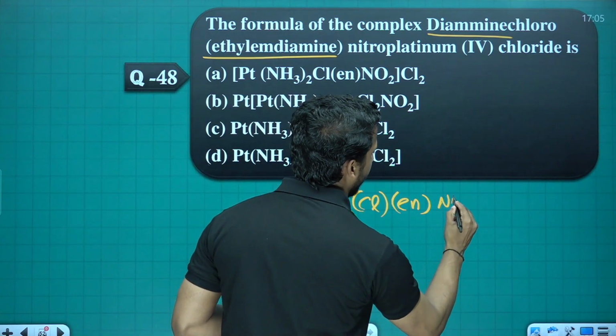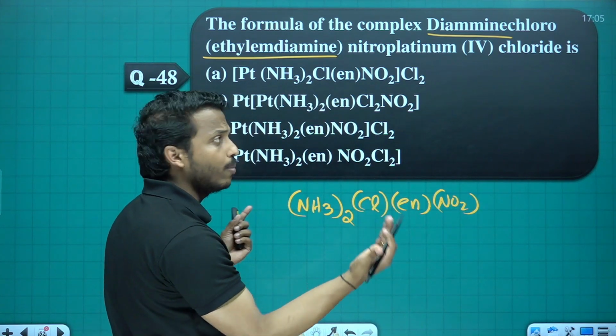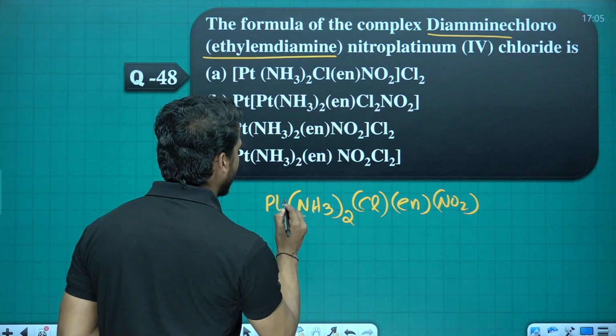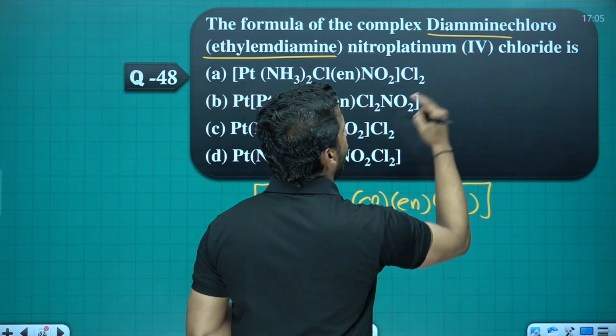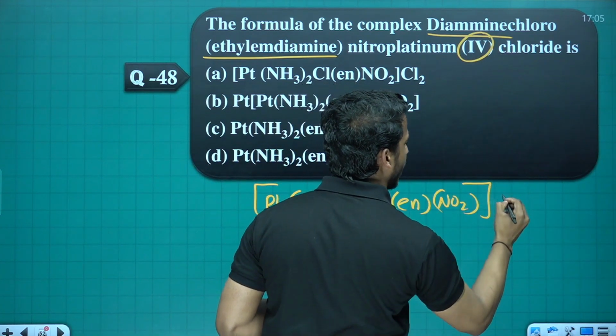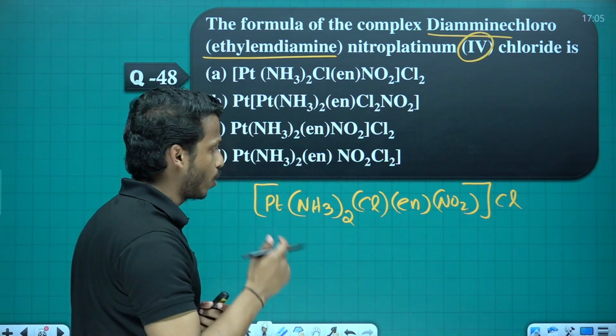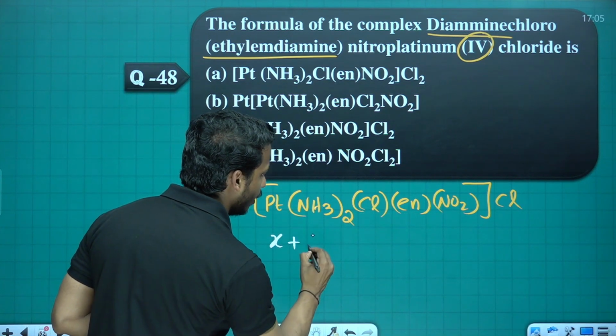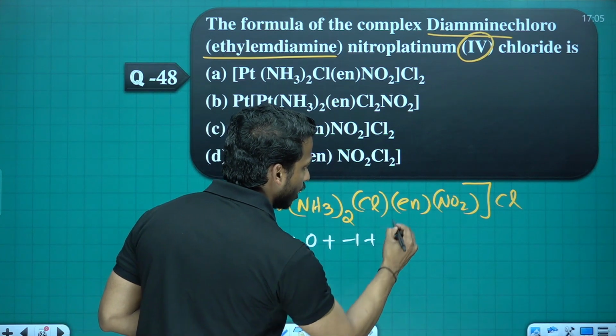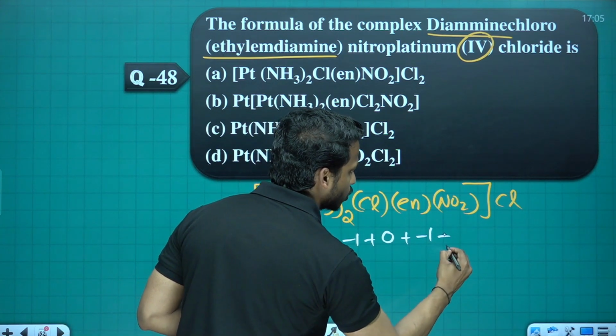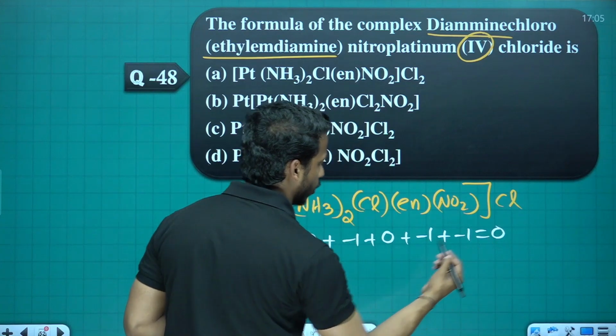Nitro. What is nitro? NO2. That you can write in random order, no issue. Then what is the central metal atom? Platinum. 4 is the oxidation state and chloride is outside. Let us check whether 4 is obtained or not. So platinum X, amine neutral, chlorine -1, En neutral, NO2 -1, 1 chlorine -1, overall 0.